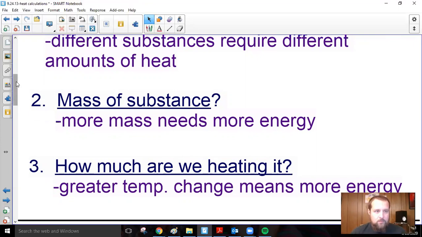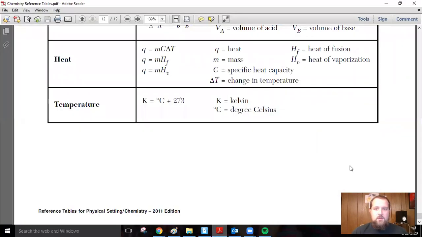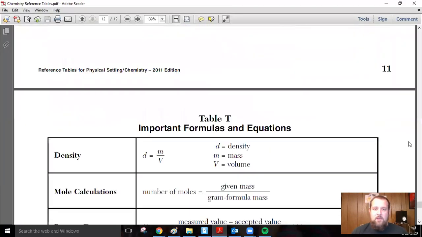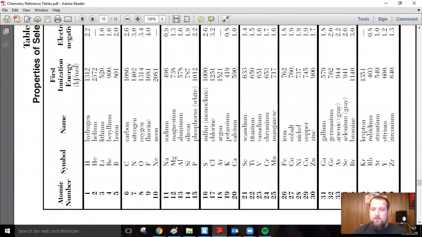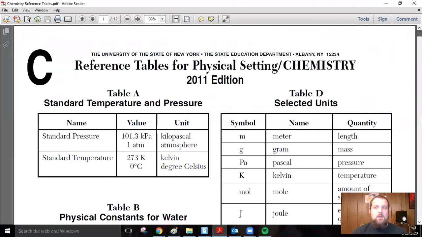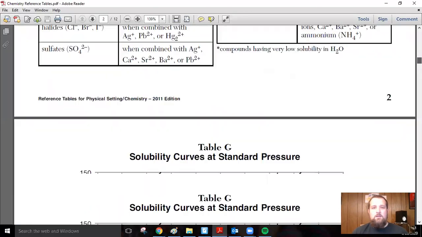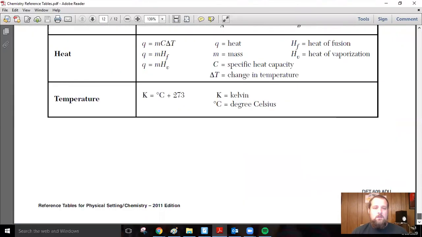So the formulas we're going to be using are on your reference tables, on the very last page of the reference tables. So these are your reference tables. You should download them from the course website if you haven't already. Sorry, not course website, the course assignment list under course documents. Download the reference tables. And all the way at the end is a section called heat.